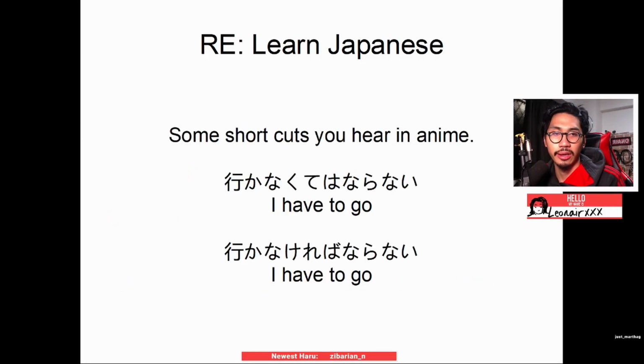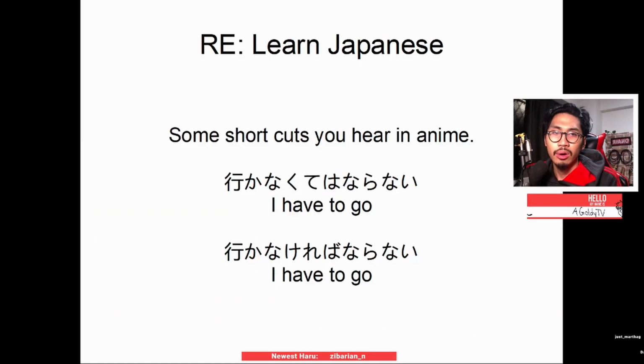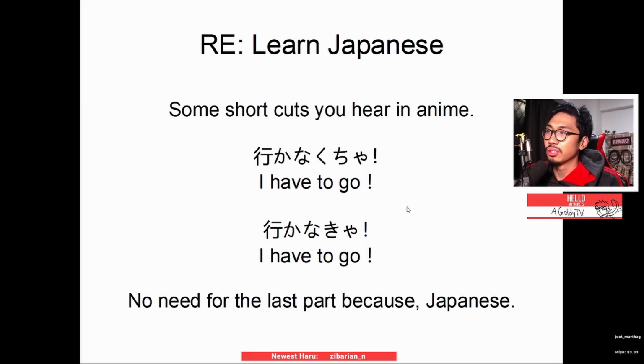So here are some shortcuts to hear in anime. 行かなくてはならない. Remember that from the beginning? 行かなくてはならない. So if I don't go, it won't become. So I have to go. 行かなければならない. I have to go. If I don't go, it won't become. Remember that? So now you can change these two forms, なくて and なければ, into the anime form. So 行かなくちゃ or 行かなきゃ. It doesn't really matter which one you use either.